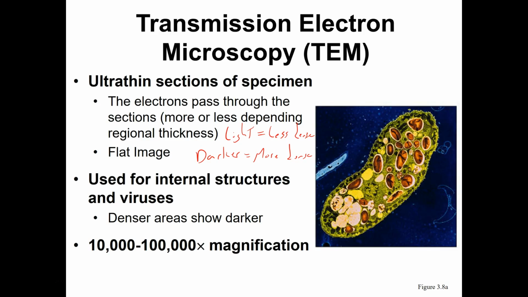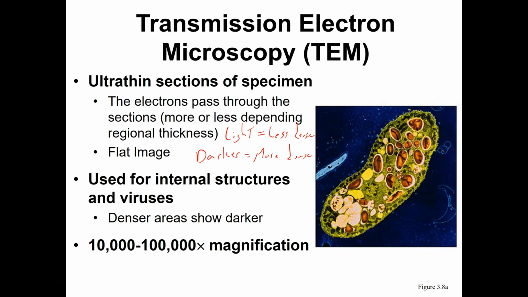So what you're seeing is a density map. The darker areas are areas where less electrons got through. The lighter areas, the lighter shades, are where more electrons got through. So it's a question of how many electrons got through these varying parts of the specimen.